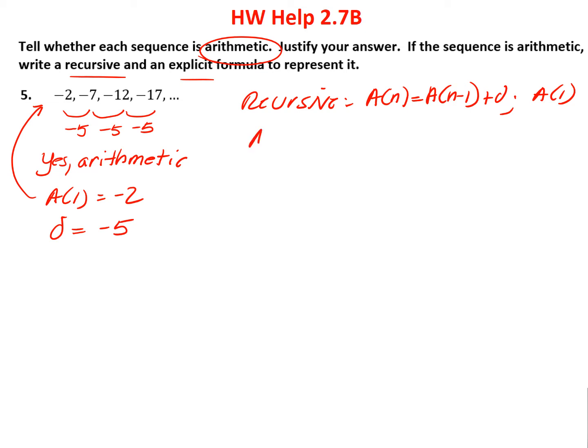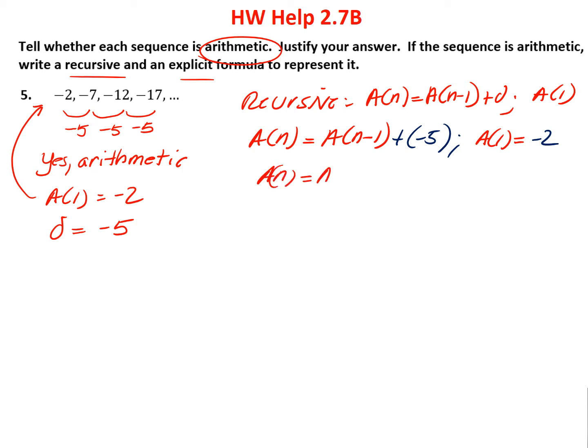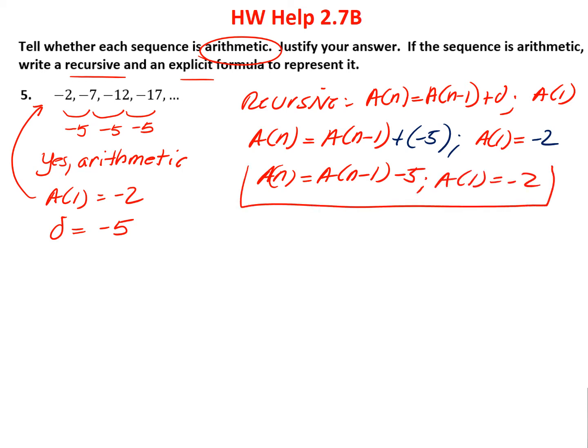So we'll write our answer here, a_n equals a_(n-1). Notice nothing changes here. It only changes when we go to add our number, and we're going to add -5. And then we're also going to state that our a_1, our first term, equals -2. So our final answer here, if we want to simplify this a little bit, a_n equals a_(n-1) minus 5, and a_1 equals -2. That's our recursive.